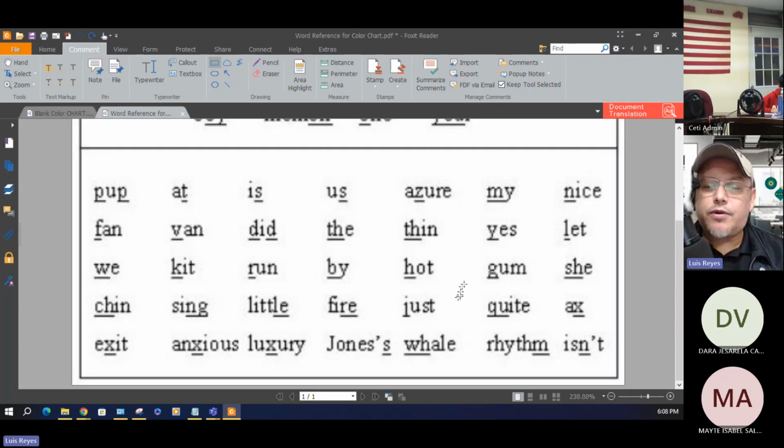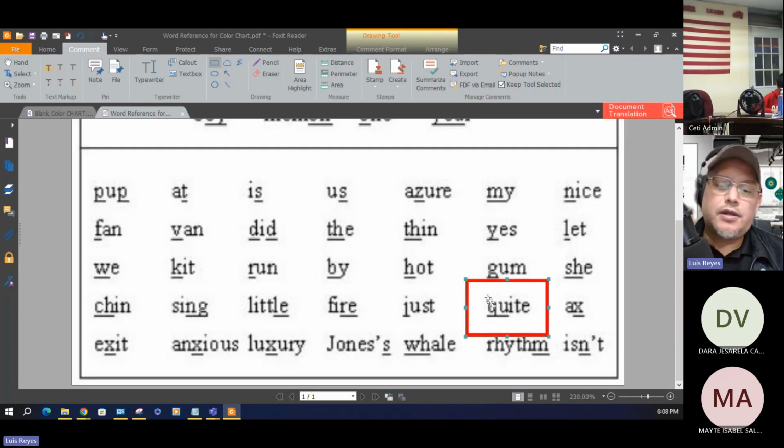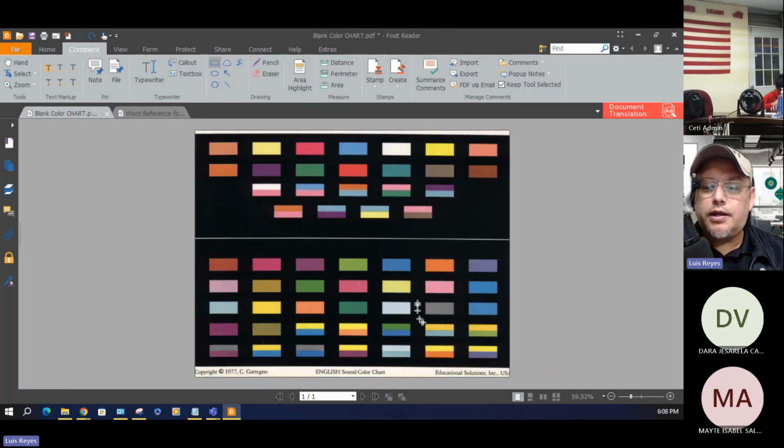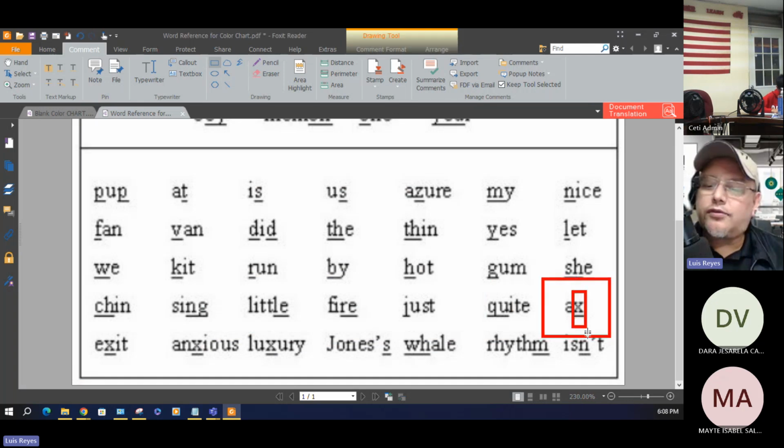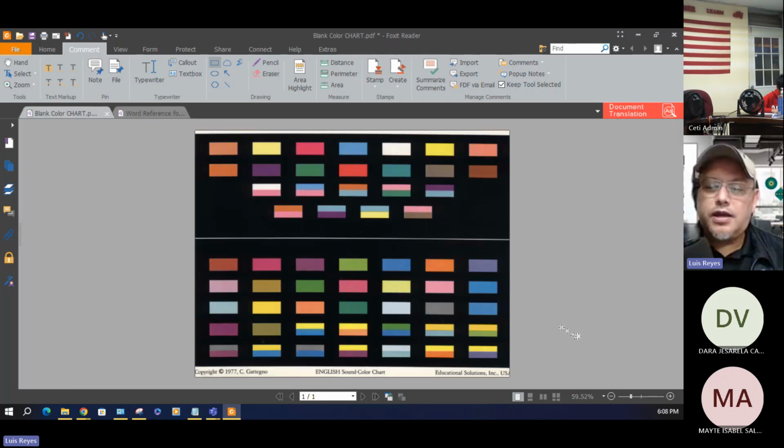Then we have the word quite. Qu is the sound. And it is identified here, qu, in the same position. Then we have the word ox. The sound we're identifying is cuss. And it is the same sound we identify here in yellow and green, cuss.